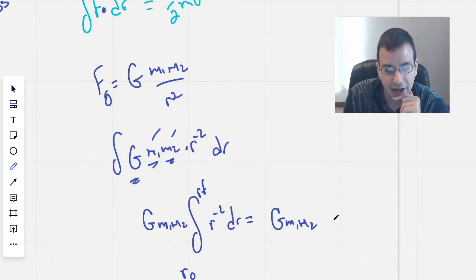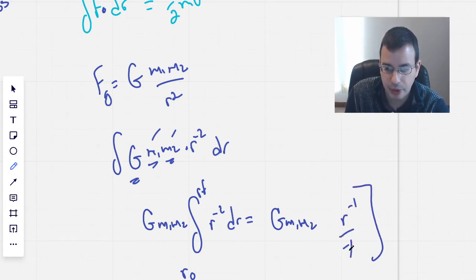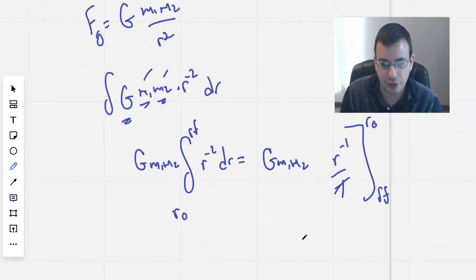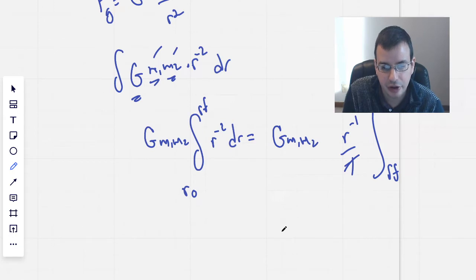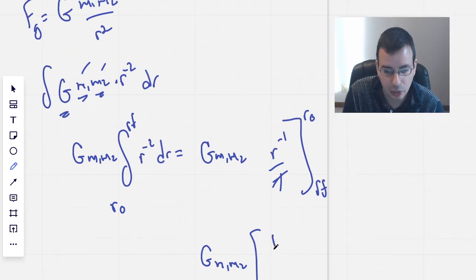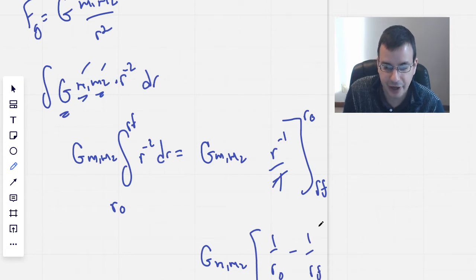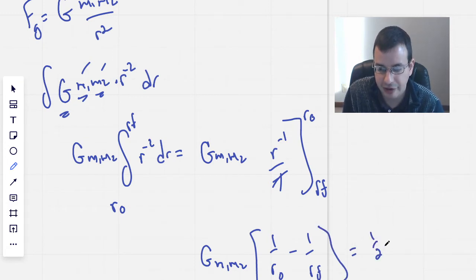Then we will have R to the negative 1 times negative 1. But we can take that negative 1 and just switch the limits of integration. Normally it would be R final on top, R initial on bottom. And so now we're left with an equation of G m1 m2 times 1 over R initial minus 1 over R final. And this will equal 1/2 mv squared.